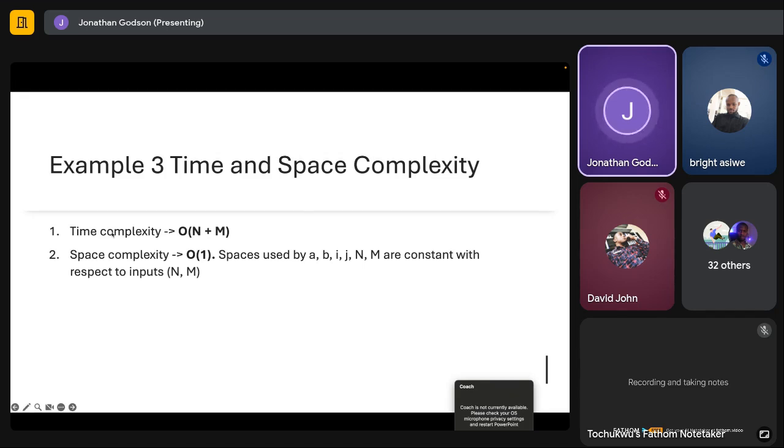So the time complexity for that example is O of n plus m. Then the space complexity is constant, because no matter the input sizes m and n, the amount of memory required for this implementation will not change. We are not copying anything. What are the factors that can affect the memory size of an algorithm? Yeah, we are not doing any copy.